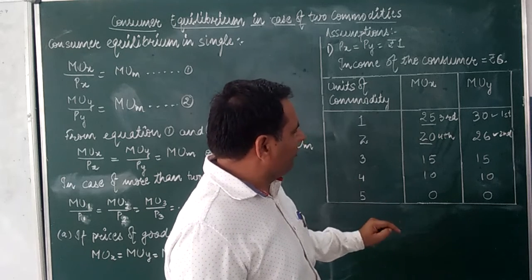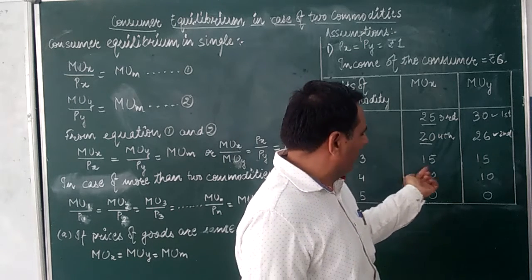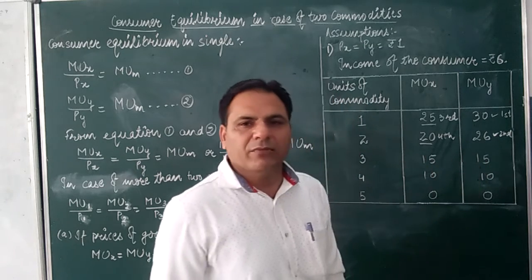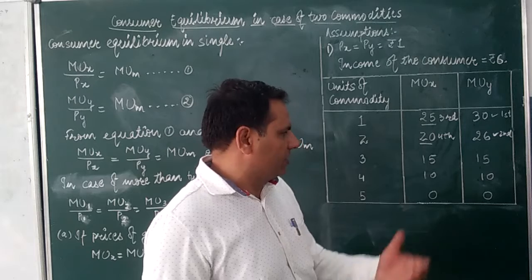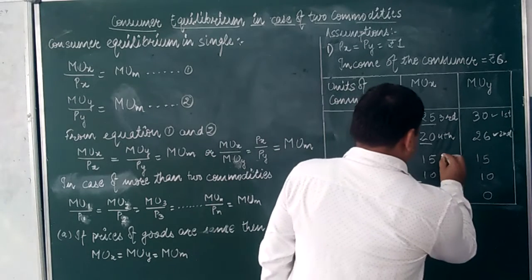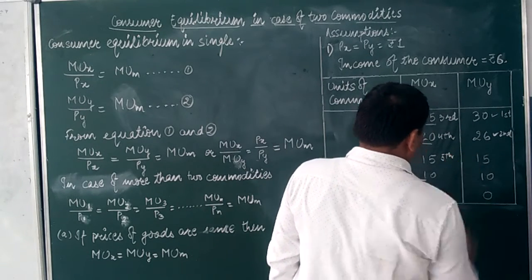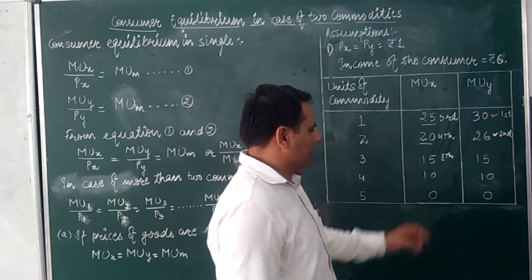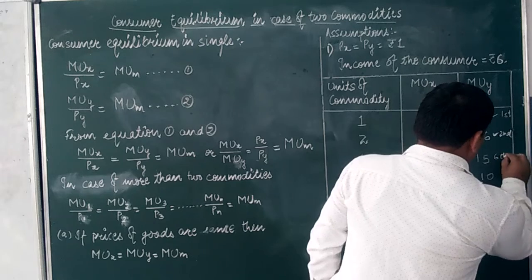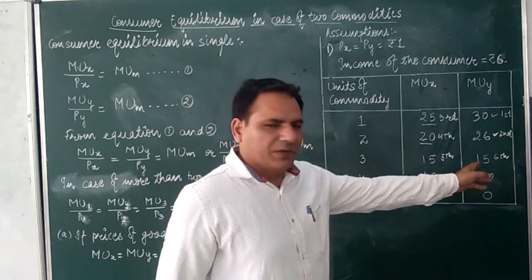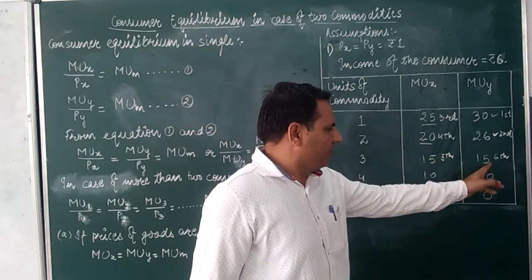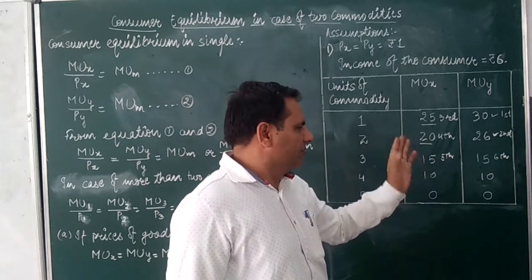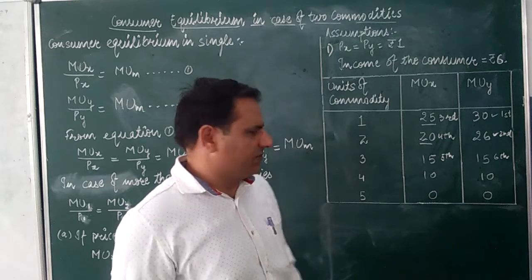He can spend fifth rupee on any of these, because both are providing him the same level of satisfaction or the same utility. So he will spend his fifth rupee over x and sixth over y. He can also spend his fifth rupee on commodity y, because both are providing the consumer the same satisfaction.